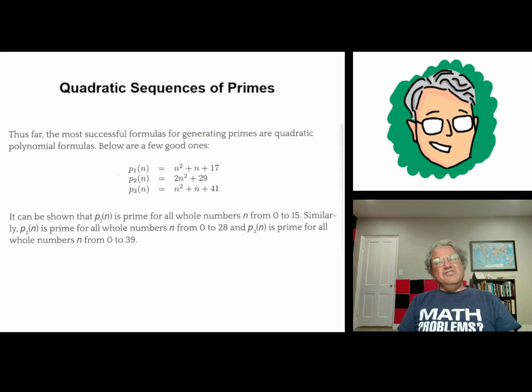I think it's 9,941, if I'm not mistaken. And that one is also prime. So, pretty wild that this formula just happens to generate a lot of primes, a high density of primes. It turns out there's a reason for this, but it's a very, very complicated reason.